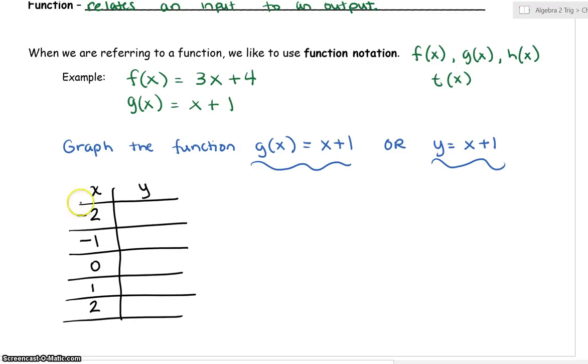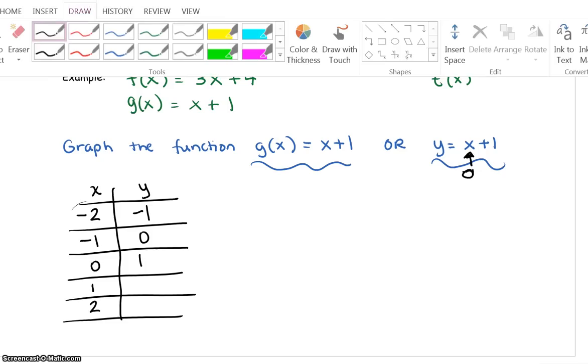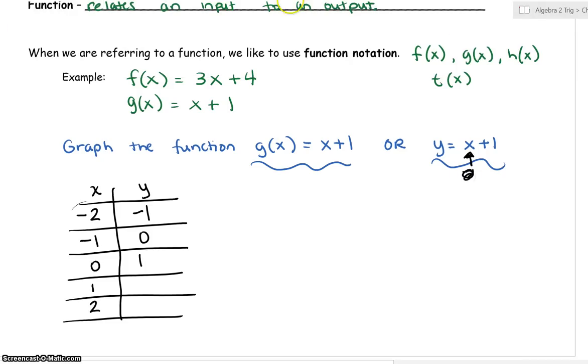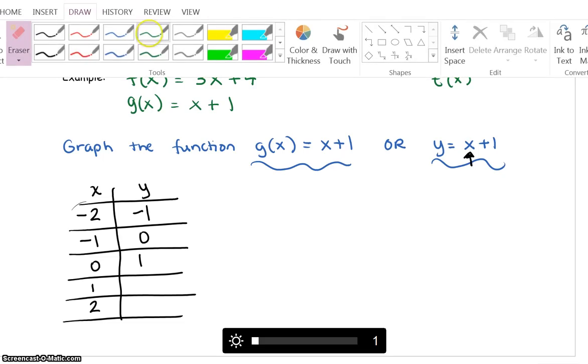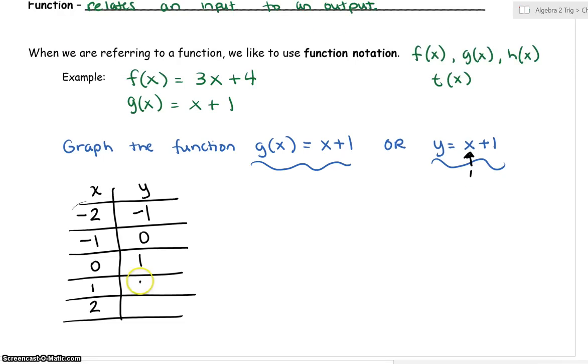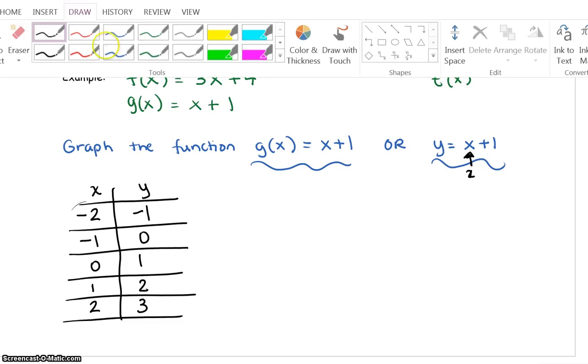So for example, if x is negative 2, we're going to input it right there. And negative 2 plus 1 would give us negative 1. We're going to replace that for y. If this was negative 1, it would be negative 1 plus 1 is 0. If this was the number 0, 0 plus 1 would be 1. Let me erase it so it doesn't get too messy. If that was just a 1, then it would be 1 plus 1 is 2. And then if the x value is 2, we would replace that with 2, and 2 plus 1 is 3. So those are all the values that we have. That's our relation, represented as a table.